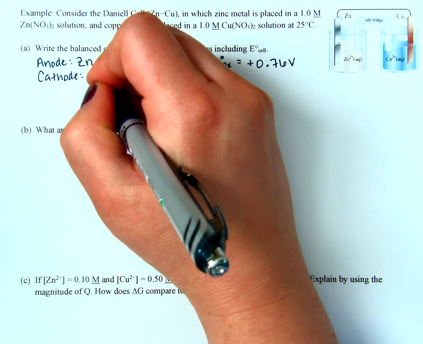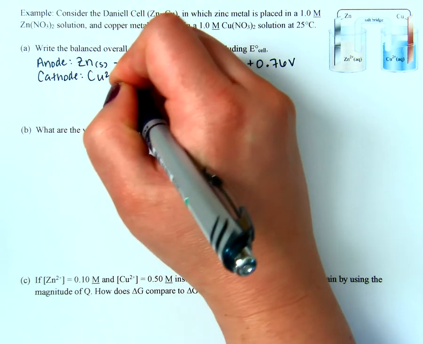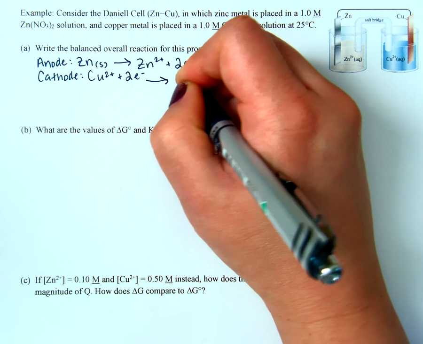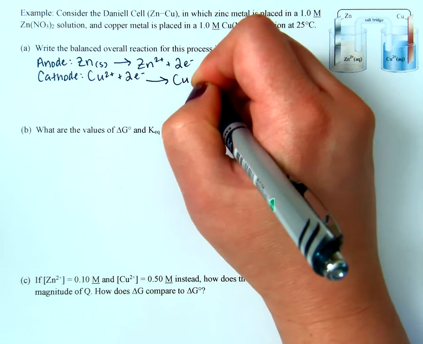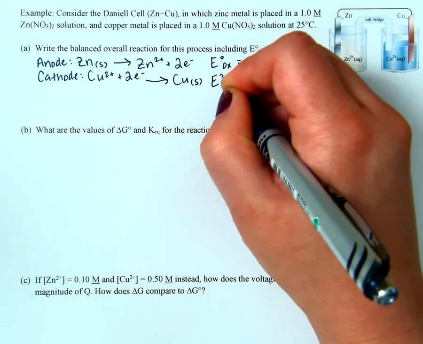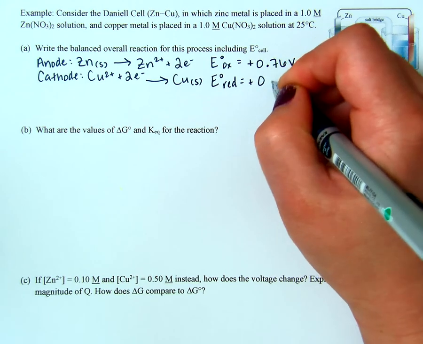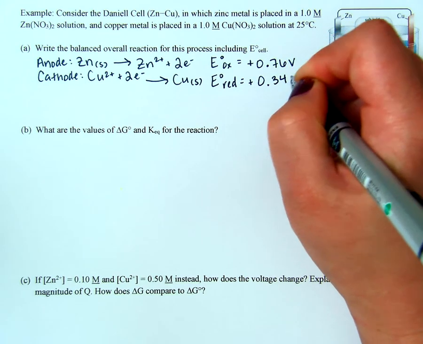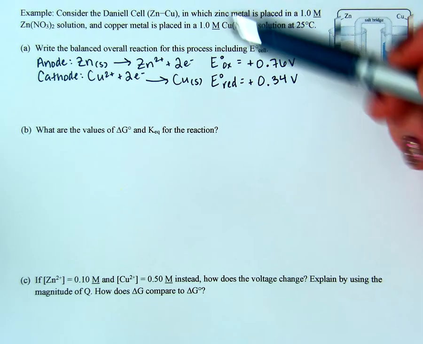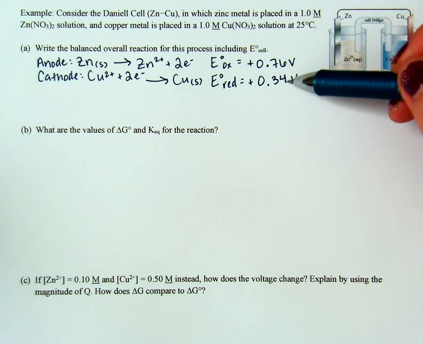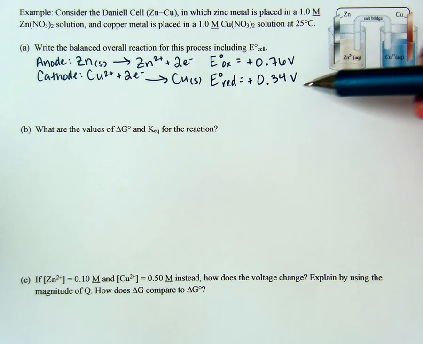where reduction is happening, is Cu2+ plus 2 electrons going to Cu copper metal. And my standard reduction potential was just what I read off the sheet, plus 0.34 volts. Now remember, I compared my zinc and my copper. I saw that zinc was negative 0.76, copper was positive 0.34, so I chose copper for my cathode because it's more easily reduced. Just a quick little review from the first section there.